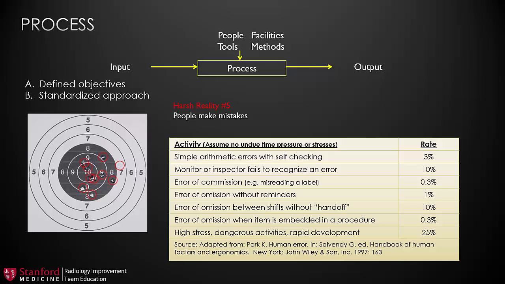People will make errors of commission, like misreading a label, about 3 out of every 1,000 times, and will make errors of omission, like forgetting an important item in a handoff, approximately 10% of the time. They will omit items embedded in a procedure less often, but will still do it about 0.3% of the time. And when stress, fatigue, danger, and rapid development are added to the mix, error rates go up dramatically. Unfortunately, this is true for all of us, no matter how much education or training we have or how hard we try. We still make mistakes.